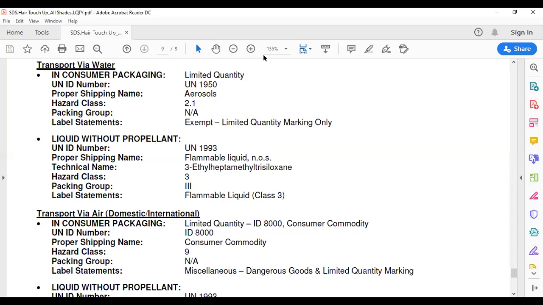extremely long name, 3-ethyl heptamethyl trisiloxane. Wih, panjang punya nama. Ethyl heptamethyl trisiloxane, right? See the name? So this is the actual UN and PSN for a substance like this.